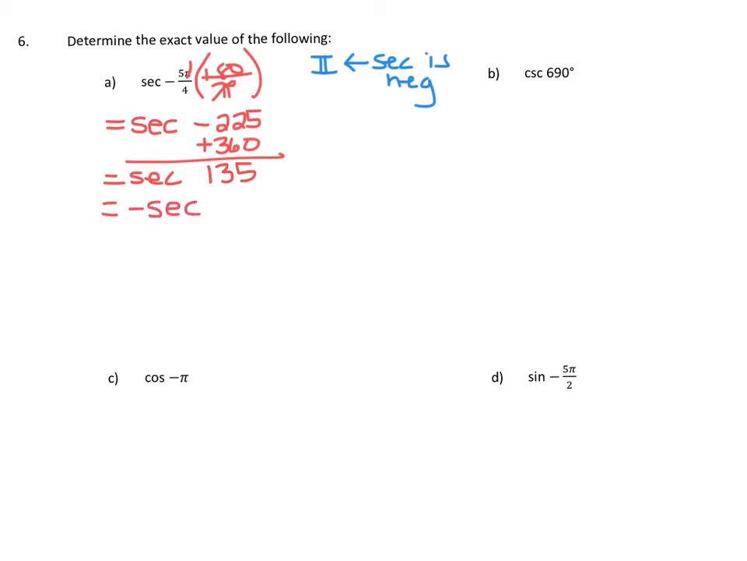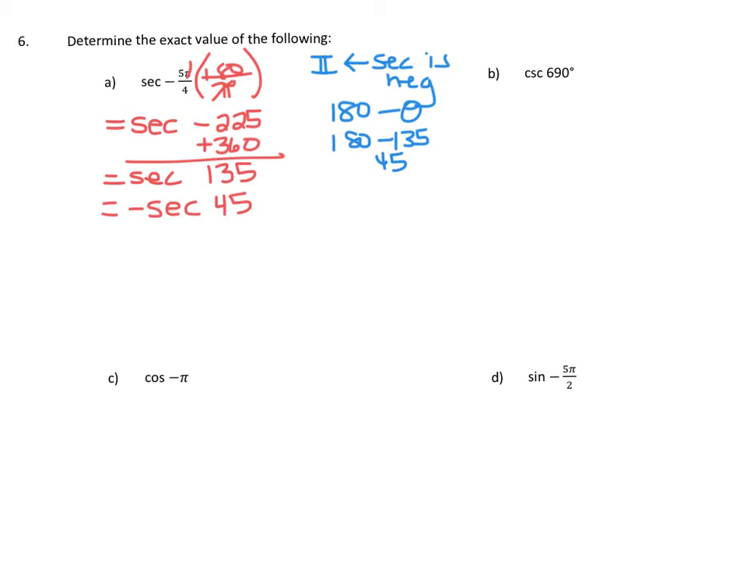All right, now we have to find the reference angle that corresponds with an angle of 135 degrees. If we're in the second quadrant, the reference angle rule is 180 minus theta. So if I do 180 minus 135, that is going to give me 45 degrees. So I'm going to rewrite this in terms of its reference angle. And I just want to point out all of these steps are equivalent. Secant of negative 5 pi over 4 is equal to secant of negative 225, which is equal to secant of 135, which is equal to negative secant of 45.